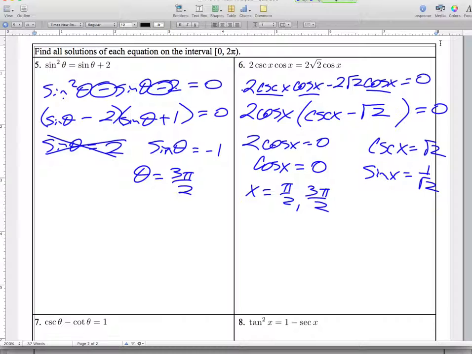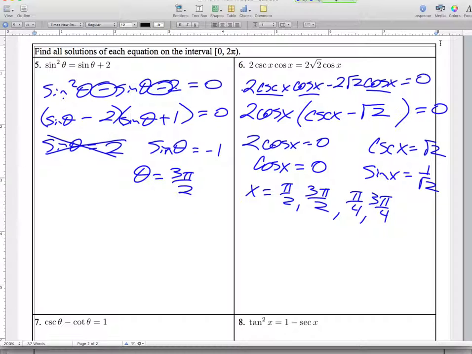Sine equals 1 over radical 2. That occurs at pi over 4. And sine is positive. Sine goes with the y value. Y values are positive in quadrant 1 and quadrant 2. So quadrant 2 would be 3 pi over 4.